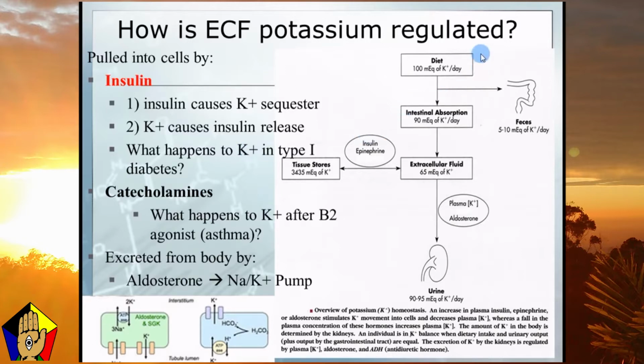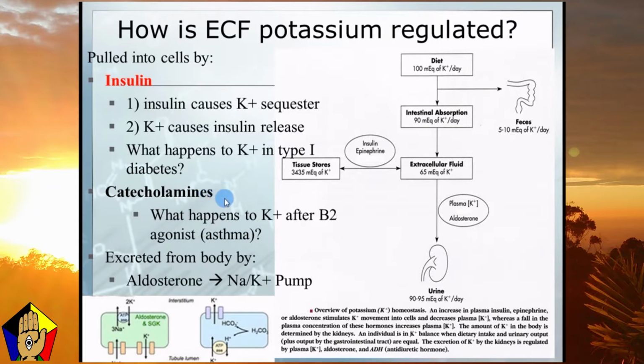Where you get potassium from, your diet, you bring it in. How you clear it primarily? Through the urine. So diet again, GI tract, and then urine. And in between, you can put it in cells. You can maintain it with things like insulin, catecholamines like norepinephrine. Don't forget norepinephrine and epinephrine.